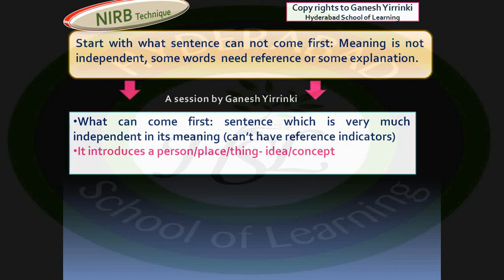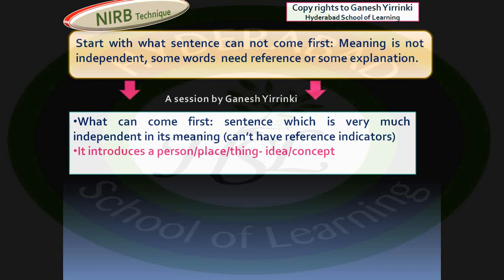So once you decide what cannot come first, then we will worry about what sentence can come first, right? The leftover sentence post-elimination can come as the first one. It is a sentence which is very much independent in its meaning. It does not have any reference indicators, and the meaning is super independent.